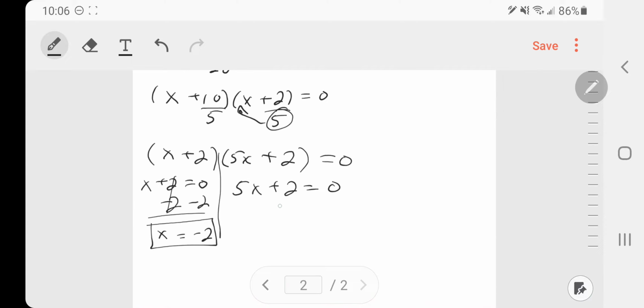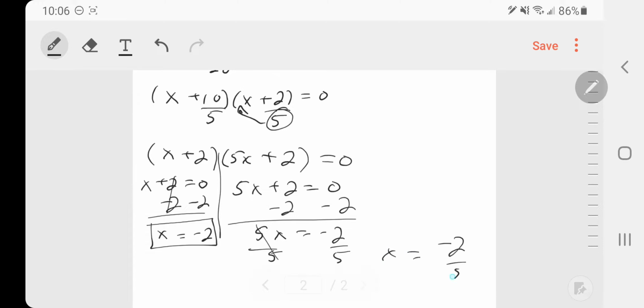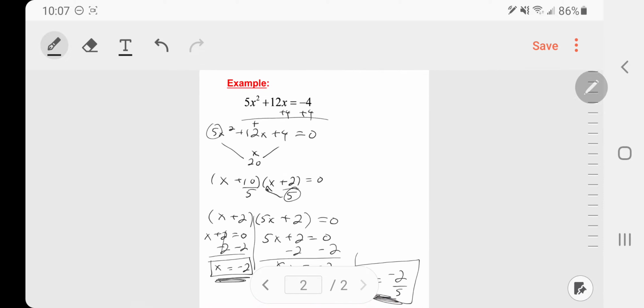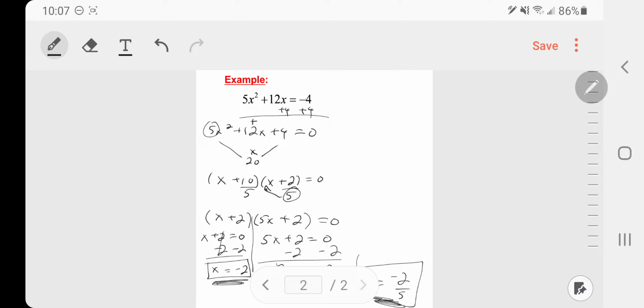And on this side I'm going to start by subtracting 2 on both sides. 5x equals negative 2. And then divide by 5. And I get x equals negative 2/5. Alright, so as you can see, here and here, those would be my two zeros, or my two solutions to that quadratic trinomial.